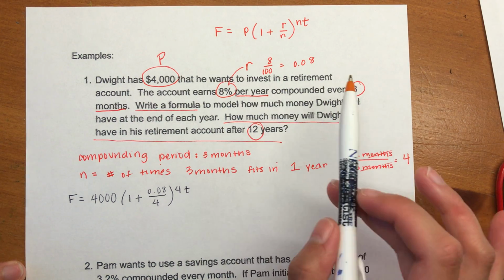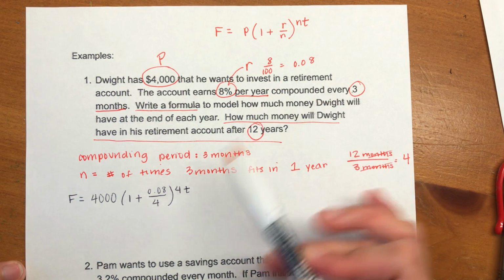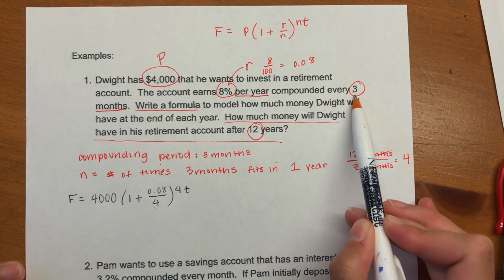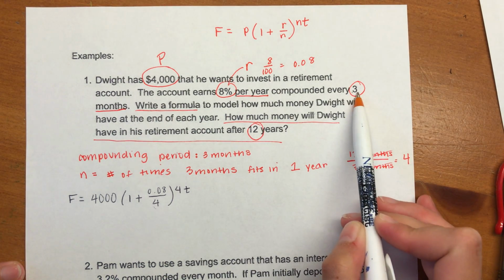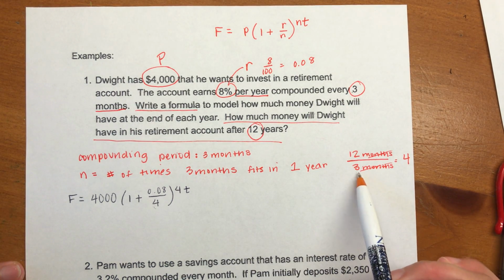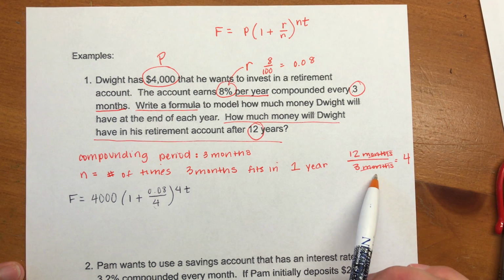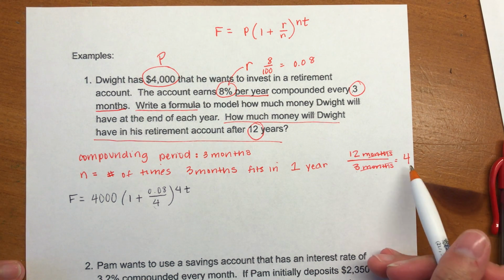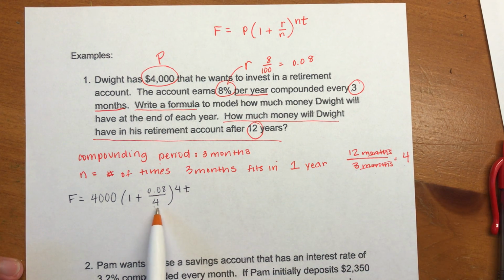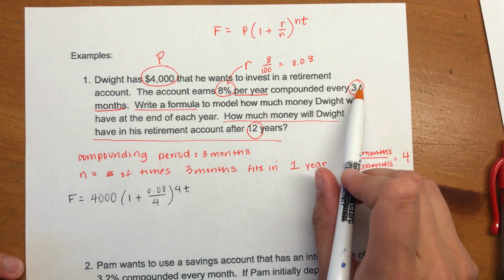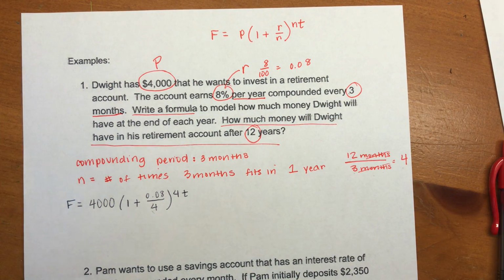So a lot of times I might see a 3 in the n spot, and that would be wrong, right? We're taking the 3 and we're going to put that in the denominator. We're always going to be taking 12 months and dividing that by the compounding period if the compounding period is in months, right? To get 4. So I never want to see a 3 here if I'm saying compounding is every 3 months.